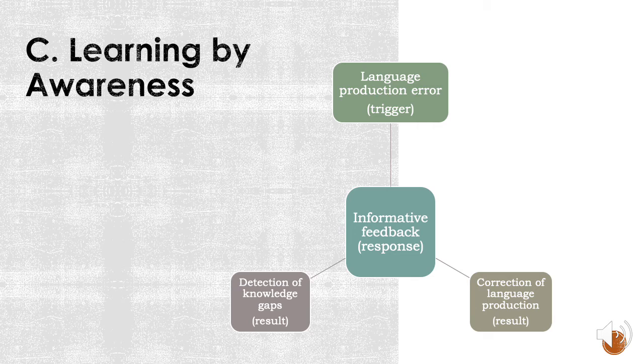Now, learning by awareness is about using feedback and self-evaluation. In the graphic presented, the language error is followed by a response, the feedback, which allows the language learner to notice knowledge gaps and correct their language production. So, if I use a word incorrectly and then someone points out my doing so, I will then become aware of it and correct myself.